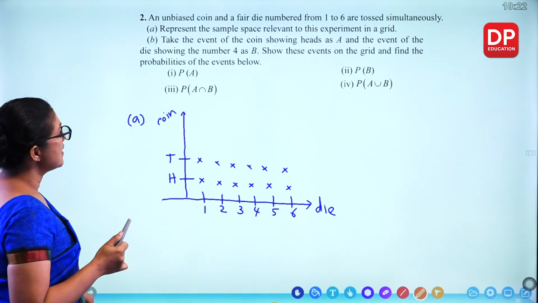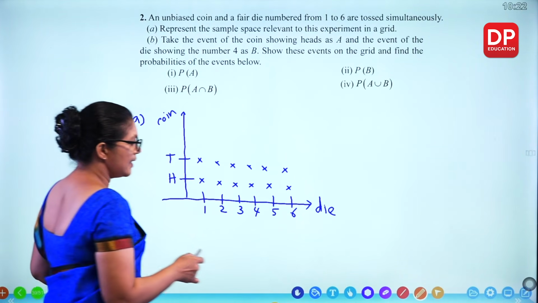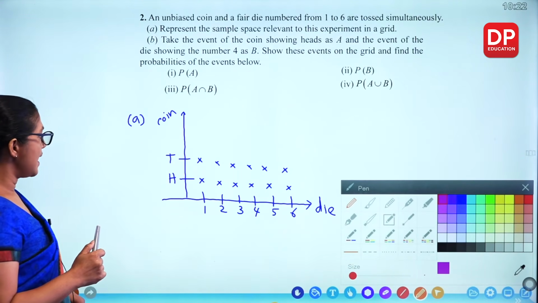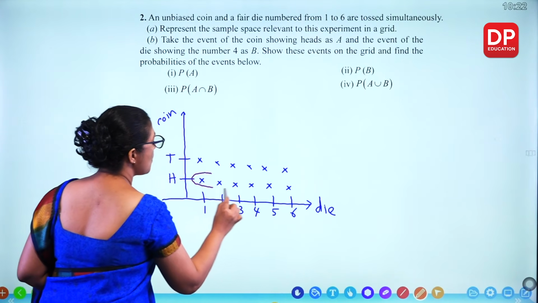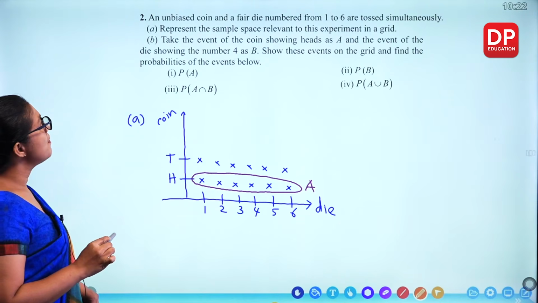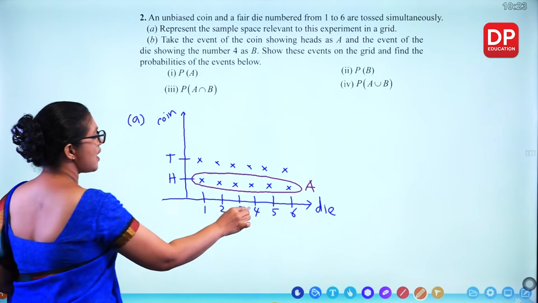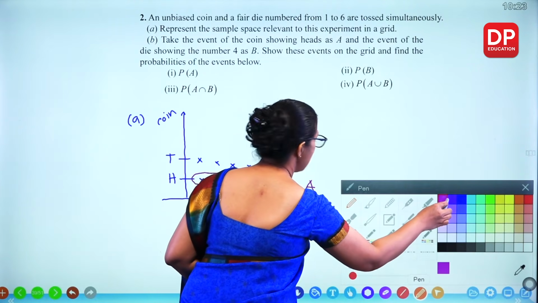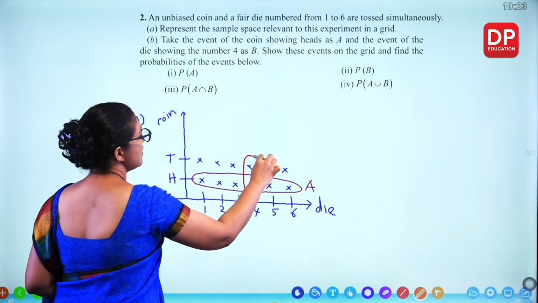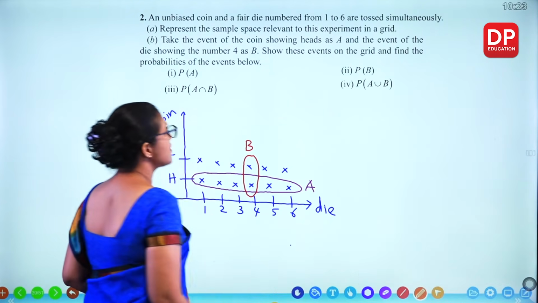Then it says, take the event of the coin showing heads as A. That means this one is event A. And what's the event B? Showing the number 4 as B. I'll take another color, I'll take the red one. So this one is B. Now we'll try to answer the questions.